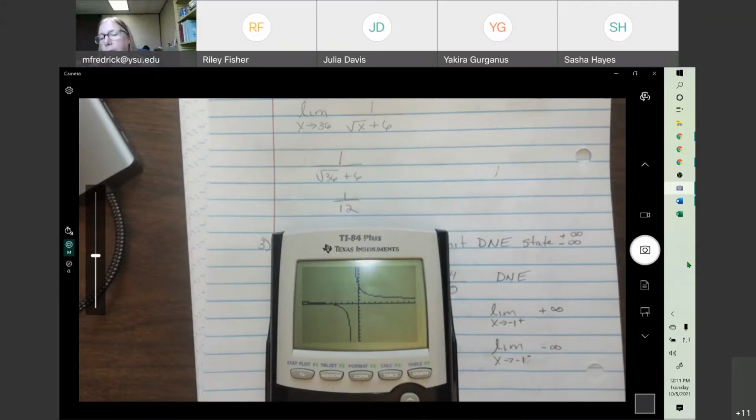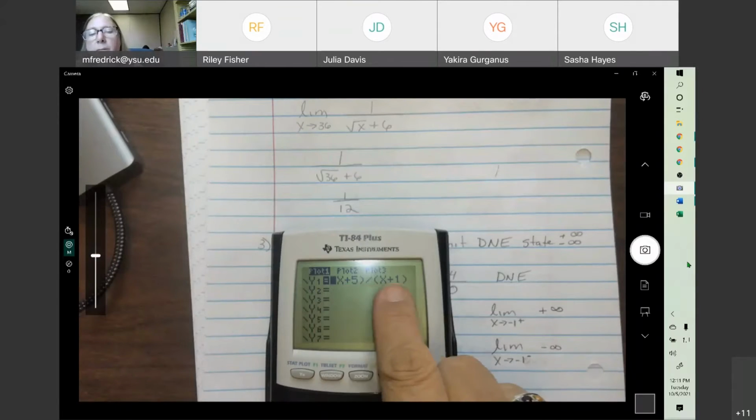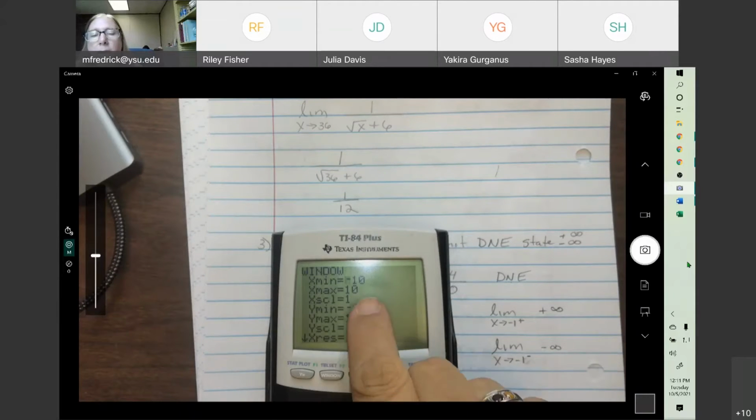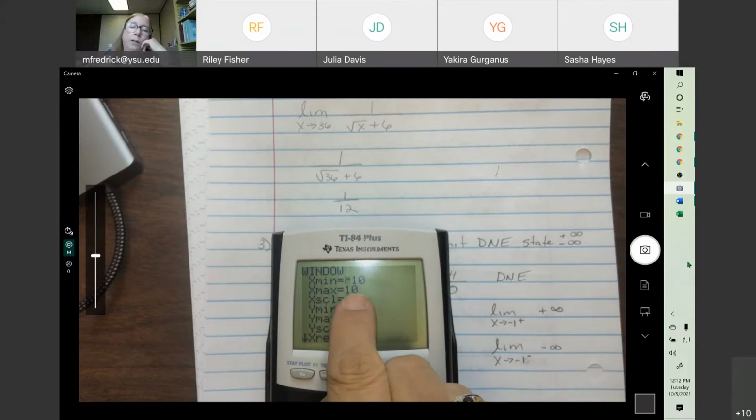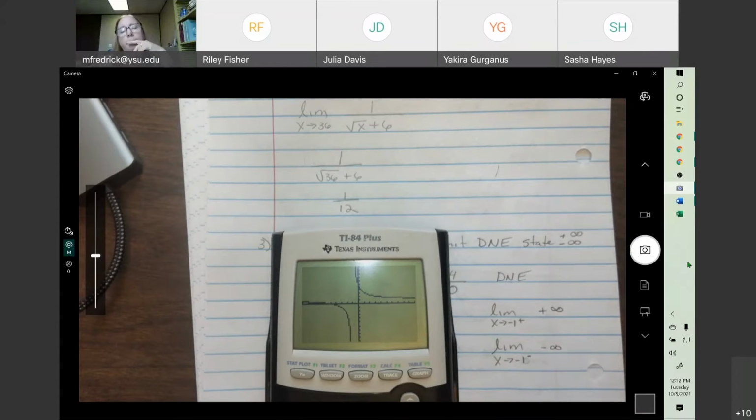How did you graph that again? Under y equals, I put the equation. And then for my window, I use negative 10, 10. So anytime you're doing these small ones, as long as this is between negative 10 and 10, you'll see the graph. So I almost always use this. And then hit graph. Okay, thank you. You're welcome.